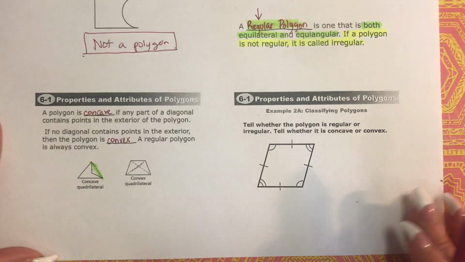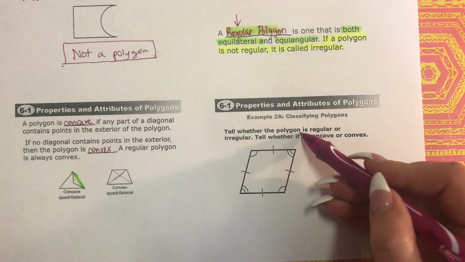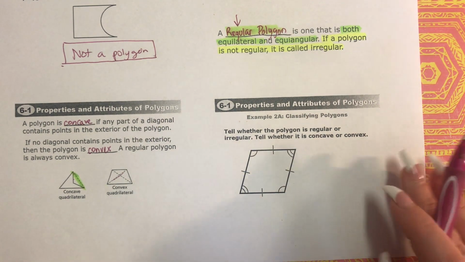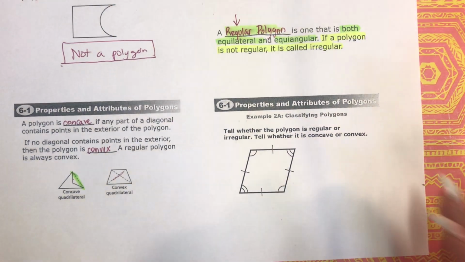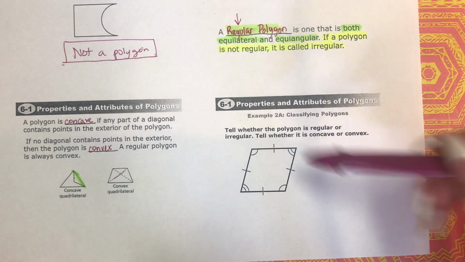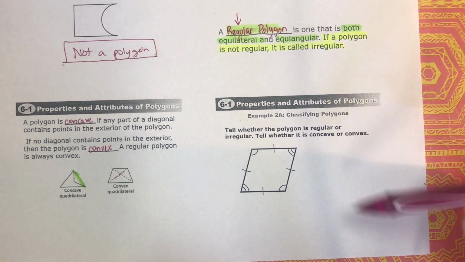All right, let's go ahead and start classifying some polygons. We're going to tell whether the polygon is regular or irregular, and then tell whether it's concave or convex. Remember, for it to be regular, all the angles have to be the same and all the sides have to be the same. It has to be equal angular and equilateral.